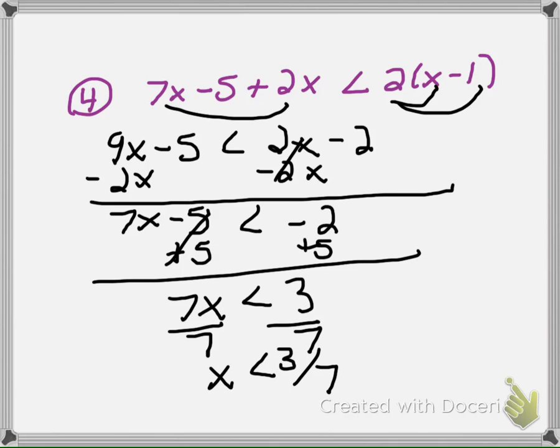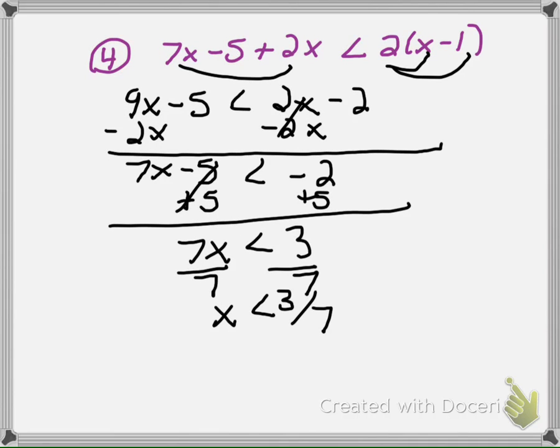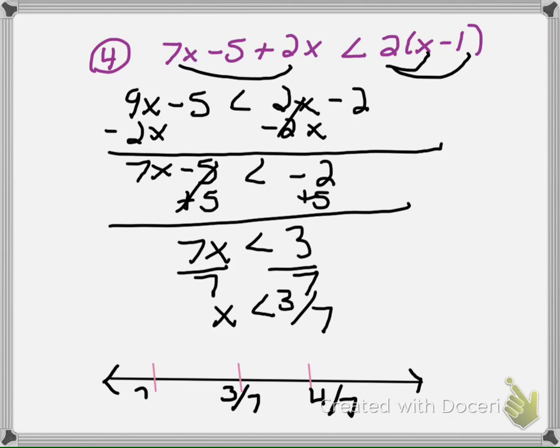I'm going to shrink everything up and put in my number line. So we have 3/7, and one more makes 4/7, and one less makes 2/7. Okay, this reads x is less than 3/7. Well, the numbers that are less than 3/7 are going to be to the left. I did not fill the circle in because there's no line under here.